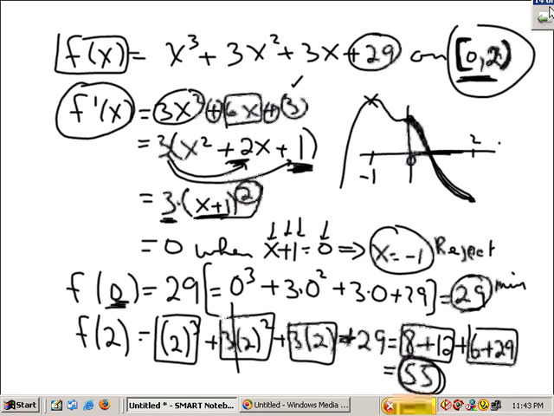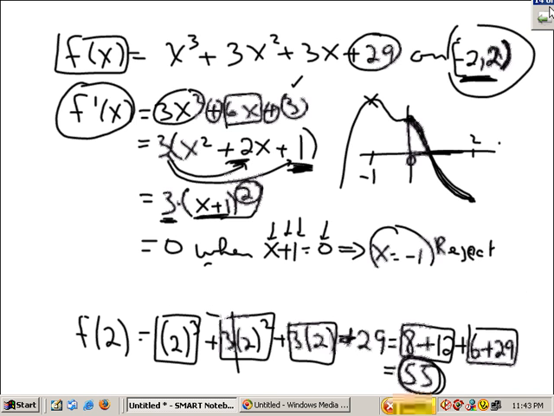Okay, one last thing. What if the interval were different? What if I said the interval included -1? What if I said the interval goes from -2, including -2, to 2? Well, the big thing would be that we would not try f of 0, because it's not an endpoint. We only try f of endpoints and x values in our interval that make the derivative 0 or undefined.